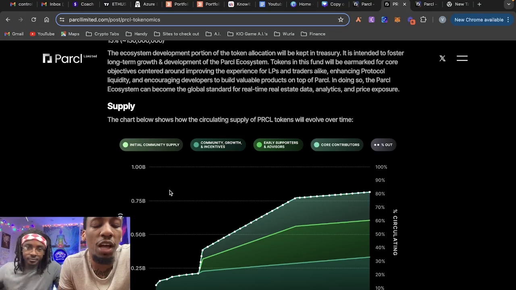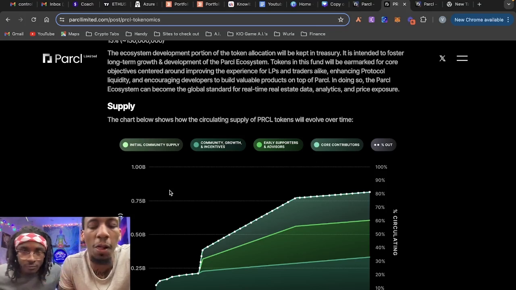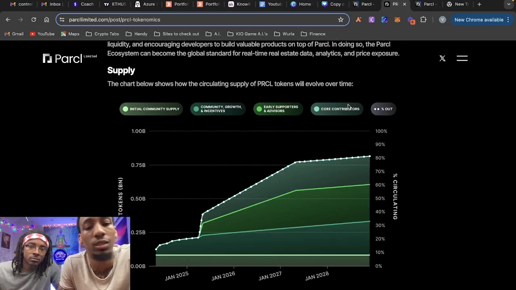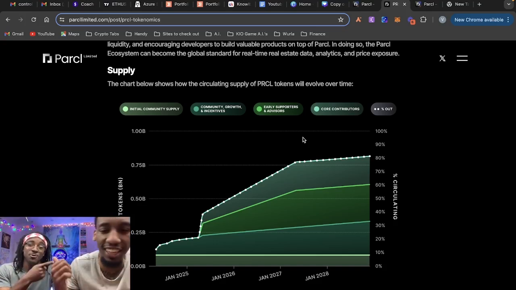So I like these tokenomics up until January 2025. After that, it kind of goes downhill from there. Or uphill, in terms of supply issuance. Hopefully you guys get that.